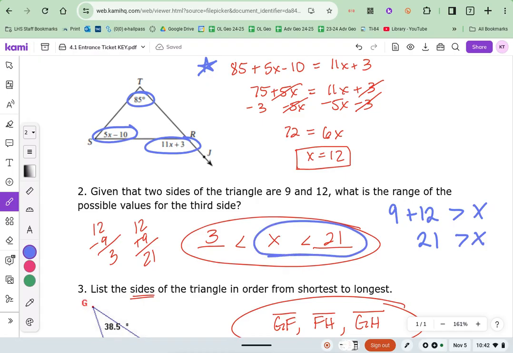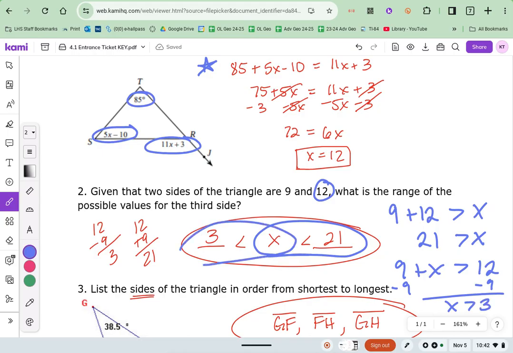But the other case is what if 12 is actually the largest? That means that 9 plus x has to be greater than 12, if 12 is the largest side. So we subtract 9 from each side, and x is greater than 3. So that's where the x is greater than 3 comes from. Considering your two options, what if 12 is the largest? What if x is the largest?